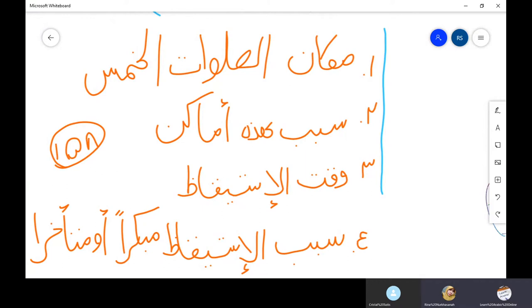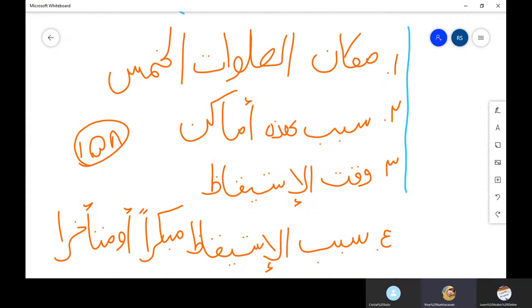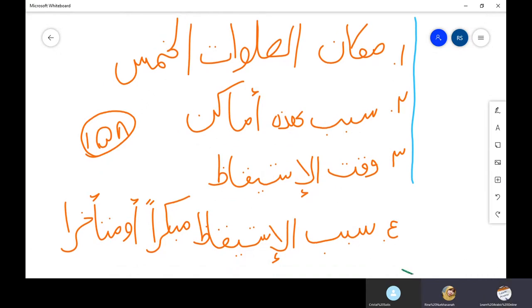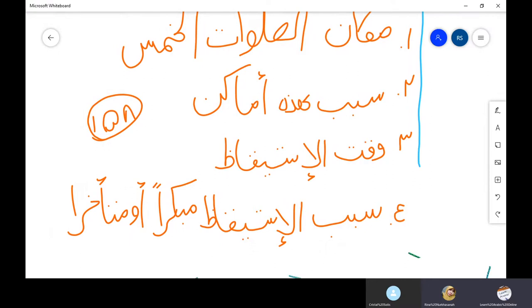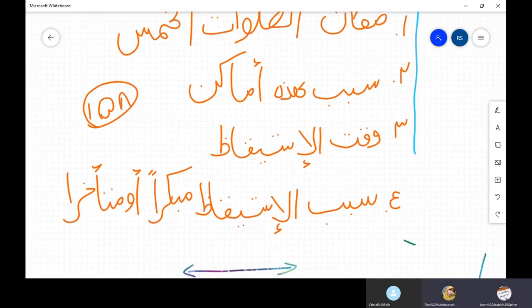Aina tusallina salawat al-khamsa? Okay, usalli duhra. Wait a minute, usalli fajr wa isha fil baiti wa usalli juhra wa asra wa maghrib fi sharikati. Fi sharikati.